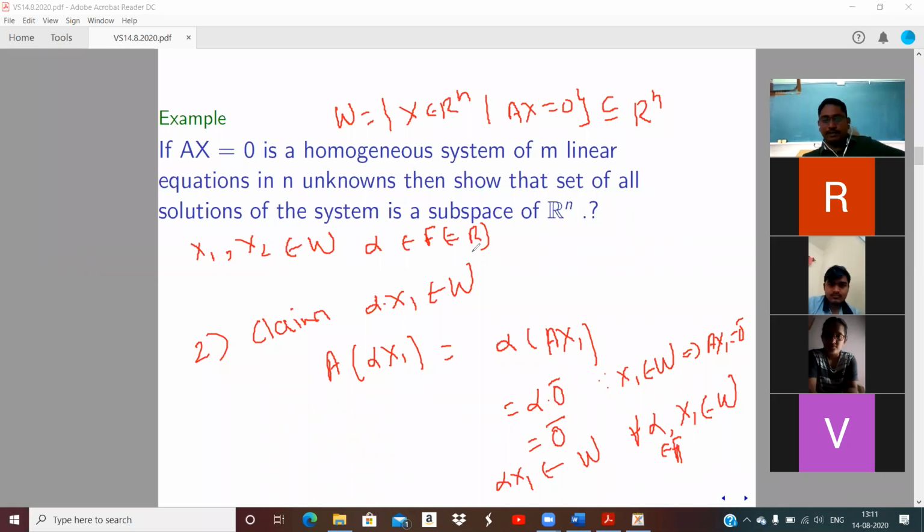So in this way, three conditions hold. This W is non-empty because 0 is there. And once it is non-empty, we can take any two elements and any scalar and verify these two conditions. That shows that the set of all solutions of this system of linear equations is a subset of Rn. Why Rn? Because x is an n-tuple vector, written in column form. That also keep in mind.